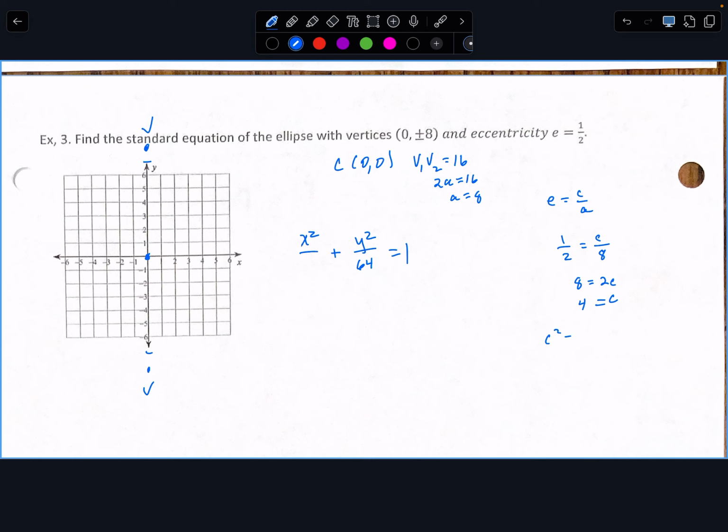And then you need to use that c squared is a squared minus b squared. So that is 16. a squared is 64 because it's longer vertically. So the a squared goes under y squared. And so your b squared is 64 minus 16. And that is 48. And we don't need b necessarily. We need b squared. And that's it.